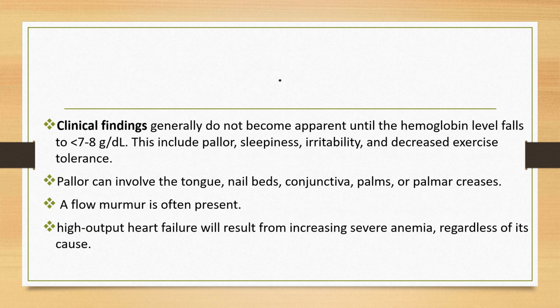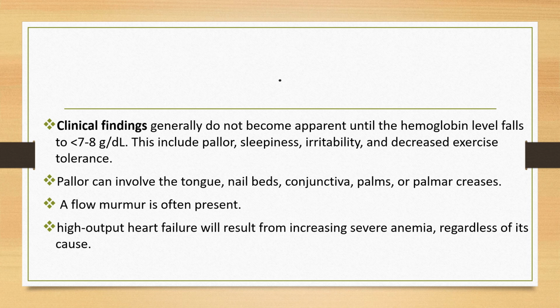Clinical findings generally do not become apparent until the hemoglobin level falls to less than 7 to 8. If there are clinical findings, the most common clinical findings that we see are pallor, sleeplessness, irritability, and decreased exercise tolerance. When we check pallor, we should check the tongue, nail bed, conjunctiva, palms, and the palmar creases. Based on the severity of the anemia, those areas can become pale.